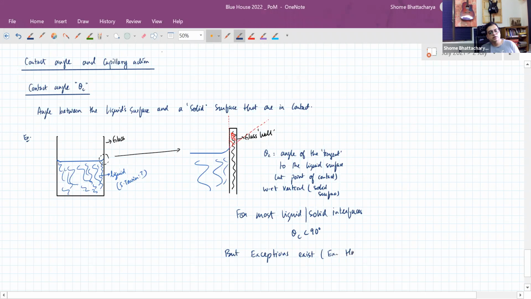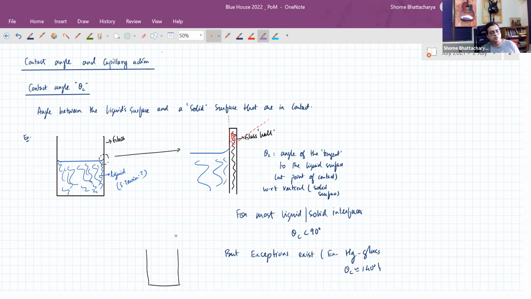Example, mercury and glass. The contact angle is nearly 140 degrees for that. Okay. So if you look at a glass container with mercury inside it, then the surface of mercury is bent like this at the point of contact. So the tangent at the point of contact will be making an obtuse contact angle.